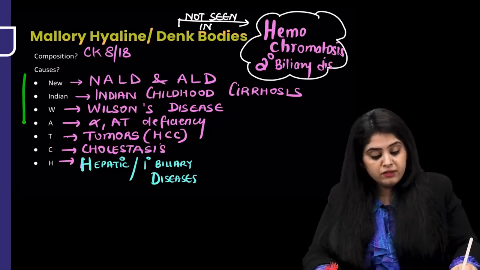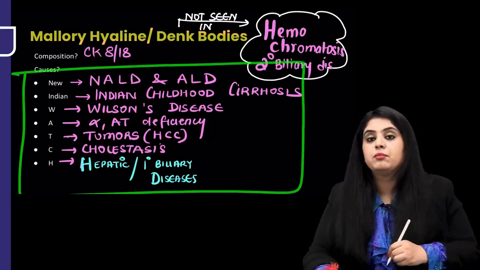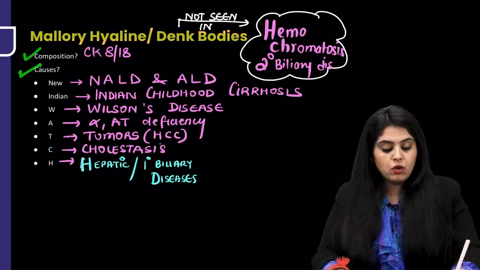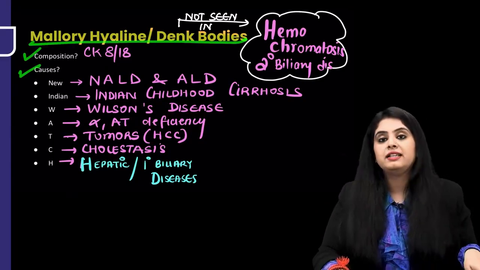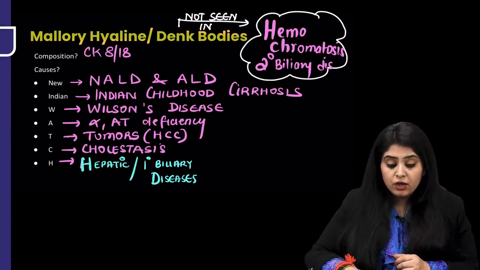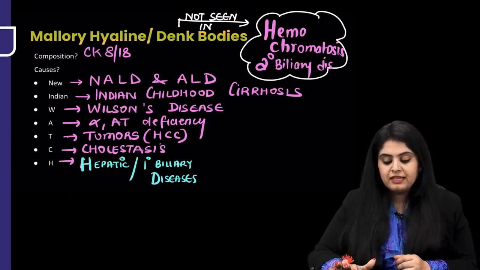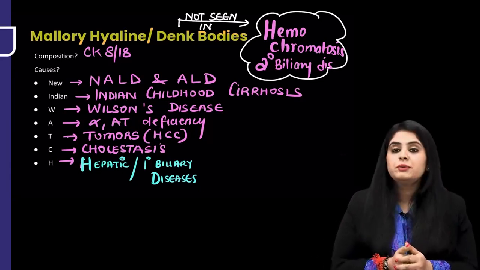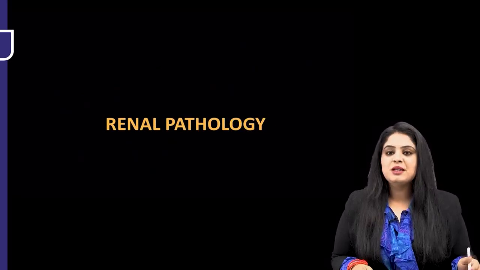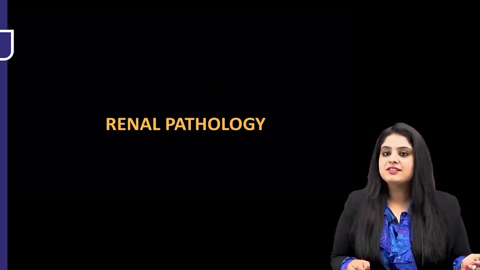So this New Indian Watch mnemonic is very, very important. These were the last two things that I wanted to tell you: the composition and the causes of Mallory-Hyaline or Mallory-Denk bodies. The last slide is the most important. You're going to get it in a lot of places as you go ahead and solve questions. With which we wrap up our discussion of liver pathology. Let's begin with the next chapter, rapid review, and that is renal pathology.